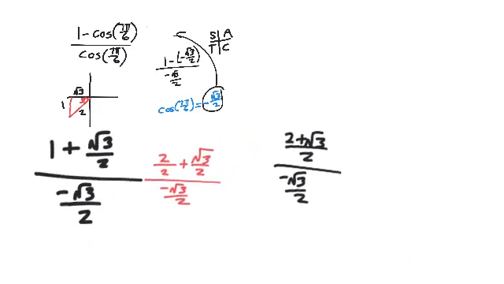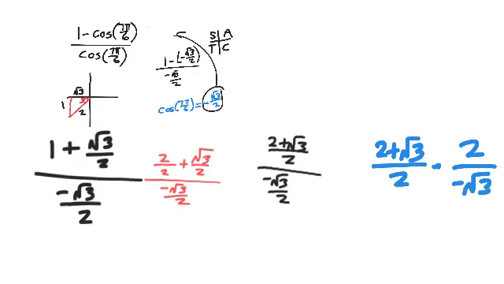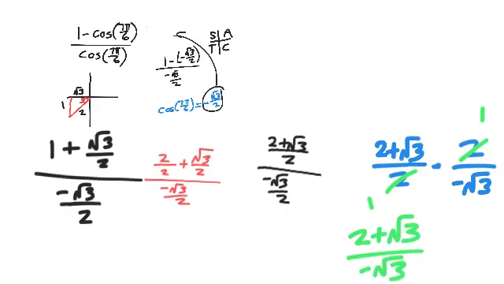Now I have a fraction divided by a fraction, so I'm going to multiply by the reciprocal. So that's going to be 2 plus radical 3 over 2 times 2 over negative radical 3. Now I can cross reduce when I multiply, so this 2 and this 2 goes to 1. Now I cannot reduce the radical 3's because this is a binomial. It's two things being added, while this is a monomial. So those don't reduce, so we leave it as it is. So that's going to give me 2 plus radical 3 over negative radical 3.